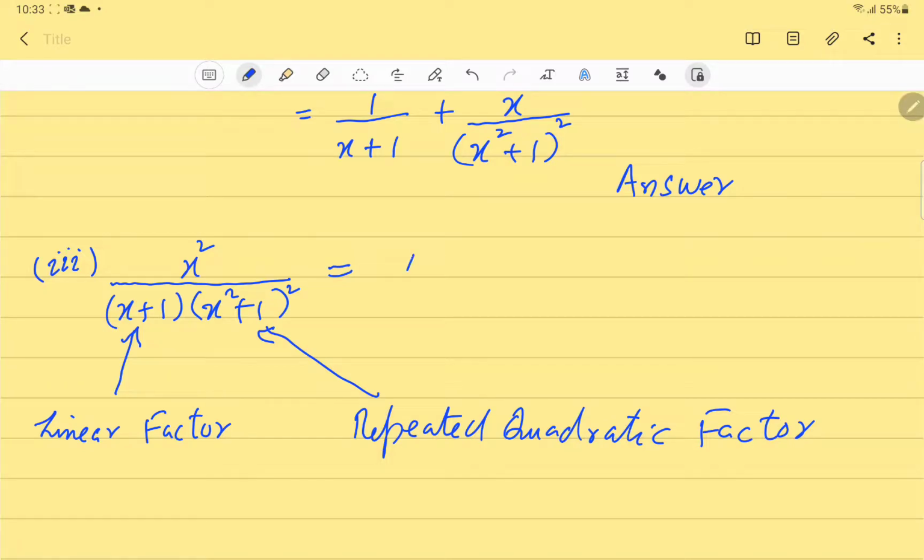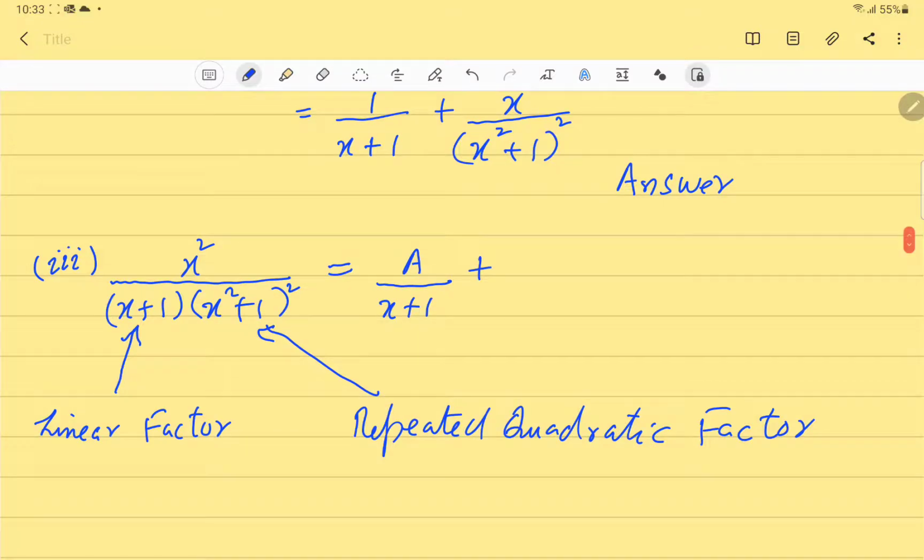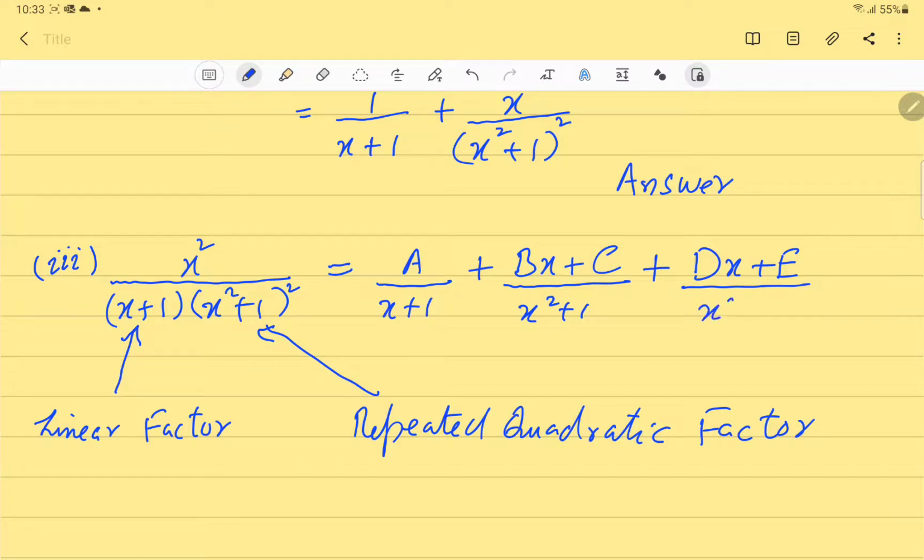For linear one, we simply write a over x plus 1. The next one we will be writing with two constants, one of them with the x and one without x, over x squared plus 1. And the third one will be dx plus e over x squared plus 1 whole squared.